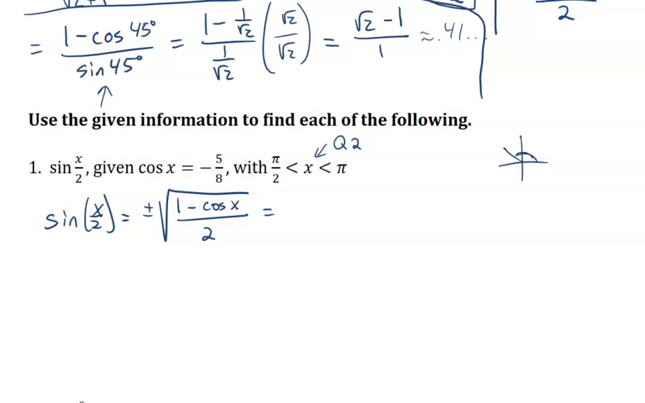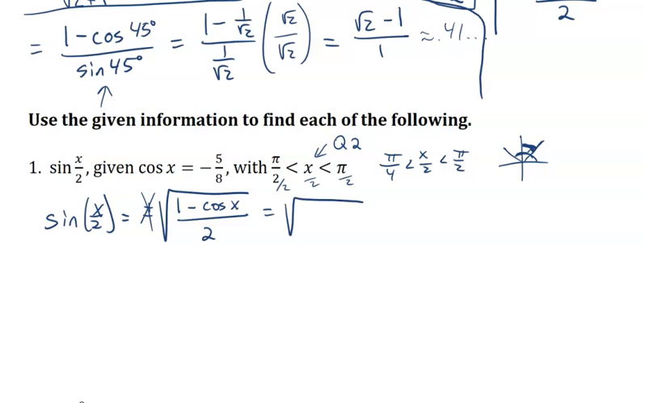that means x is this angle right here. X over 2 then has to be in quadrant 1. Another way to think about this is, let's say, we divide all three of these by 2. Now we're saying that x over 2 is between pi over 4 and pi over 2. So that means it has to be somewhere in here. So that means that x over 2 is going to be in quadrant 1, meaning sine is positive. So we don't need this anymore. We are using the positive radical.